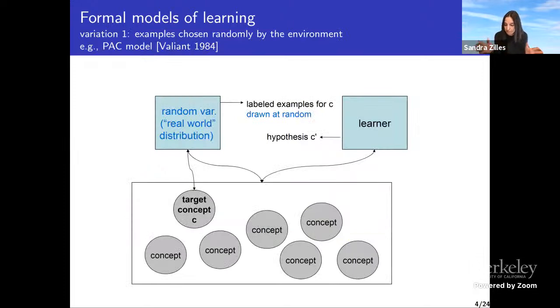In computational learning theory, we have lots and lots of formal learning models and compare them to each other. Some of them assume that the source of information that produces the examples is some random variable that somehow follows some real world distribution. One model of random examples is the PAC model, which is very popular. The learner then receives these examples for the target concept and produces a hypothesis. Both the information source and the learner do know the whole class of concepts, but of course the learner does not know which one is the target concept.